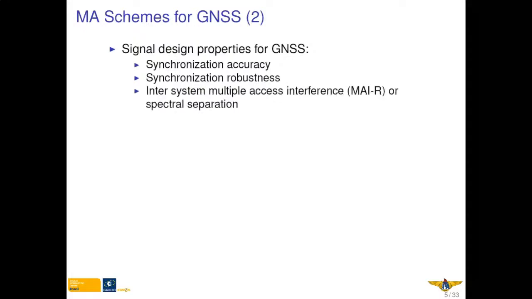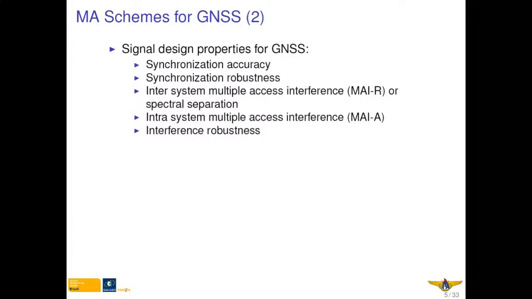Inter-system multiple access interference, MIR, or spectral separation, so interference between different GNSS. Intra-system multiple access interference, MIA, so the intra-system interference between different satellites of one system. Interference robustness with respect to other systems that share the same bands, for example, radar systems, multipath performance, and others.